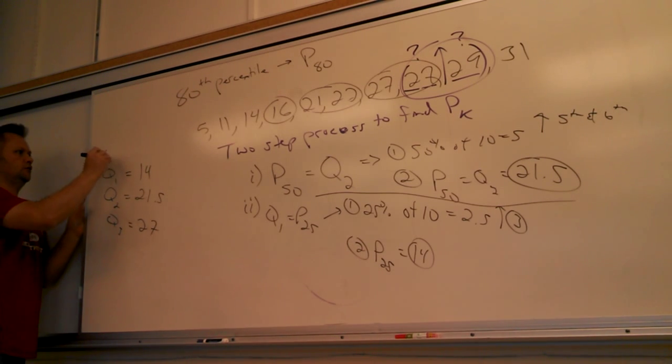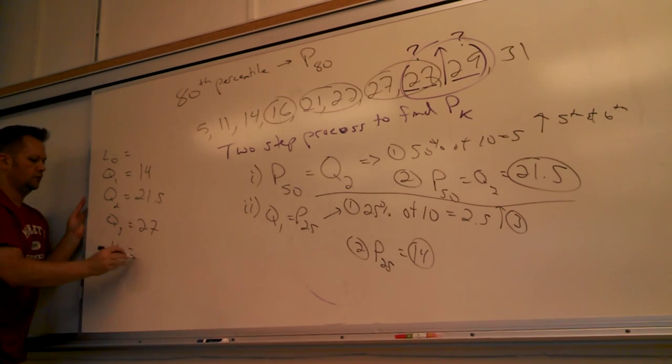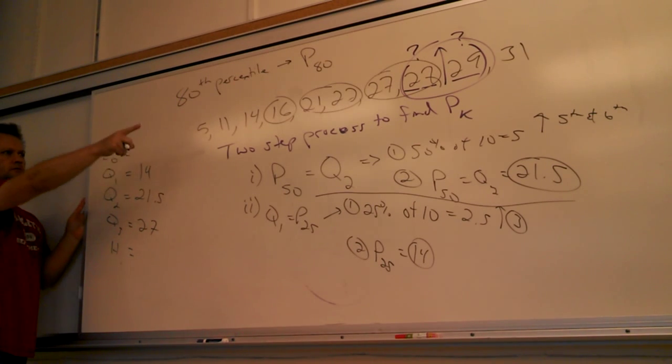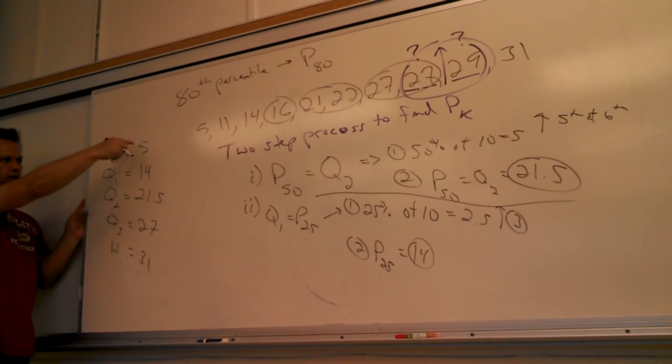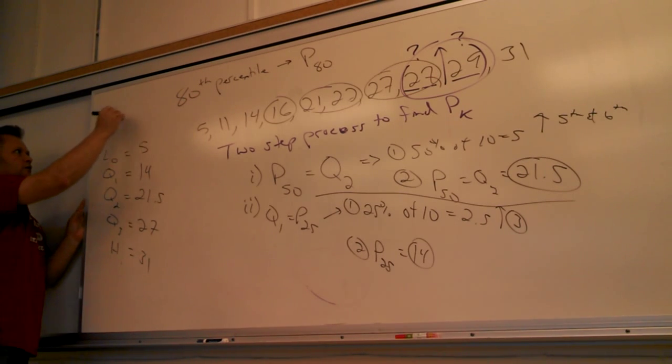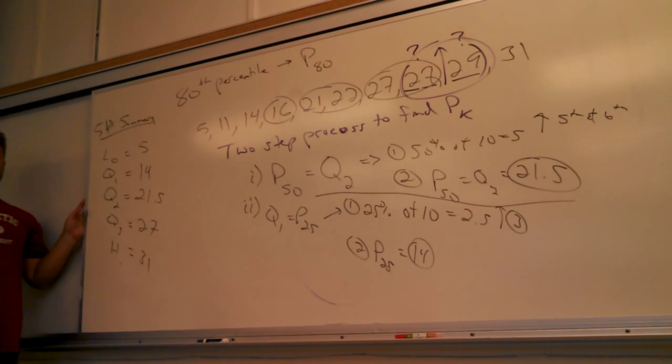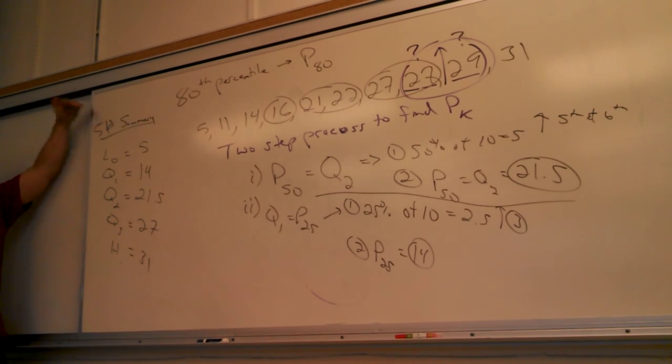Now, let me tack on two kind of silly things. What's the lowest data point? 5. What's the highest? 31. How many numbers are up here? 5. So we call this the 5-number summary because we're creative math people. That really is the name.